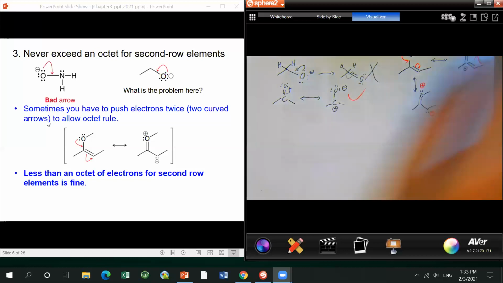In other words, when you draw resonance structures, you can get less than 8 electrons. That's no problem. That's the right structure. But if you get more than 8 electrons, that will be wrong. So keep that in mind.